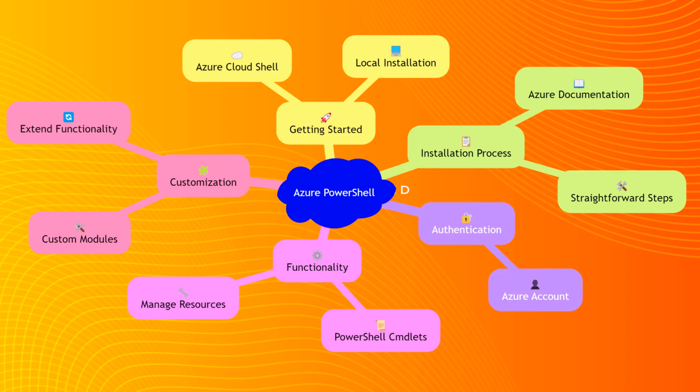To get started with Azure PowerShell, users can access it through the Azure Cloud Shell or install the Azure PowerShell module locally on their machine. The installation process is straightforward, with detailed instructions available on the Azure documentation website. Once installed, users can authenticate with their Azure account and start using PowerShell cmdlets to manage their resources. Azure PowerShell also supports custom modules, allowing users to extend its functionality as needed.